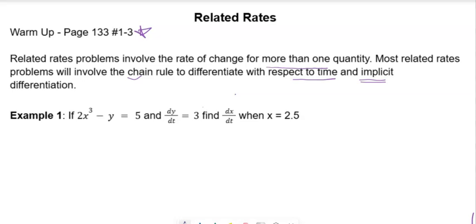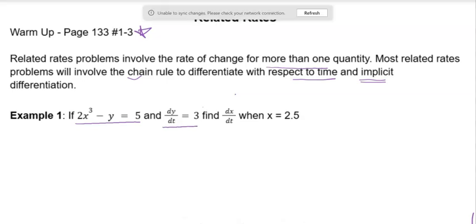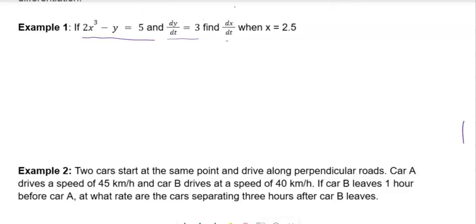So here's the function. If 2x cubed minus y equals 5, and the derivative of y with respect to t, so with respect to time, is 3, I want to find the derivative of x with respect to time. And I want to know this when x is 2.5. So the first thing we're going to do is take the derivative of 2x cubed minus y equals 5 with respect to time. So I'm looking first at this first guy, and I'm going to take the derivative here.